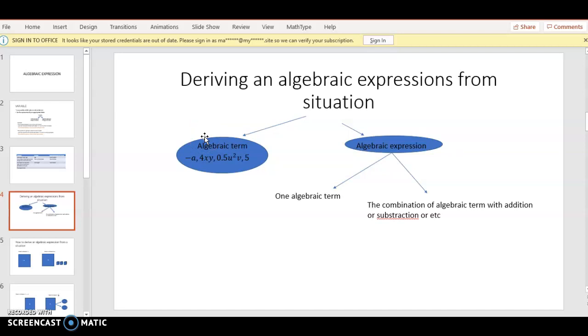So we use algebraic terms to represent the situation that you want to represent. That's what we call algebraic terms.